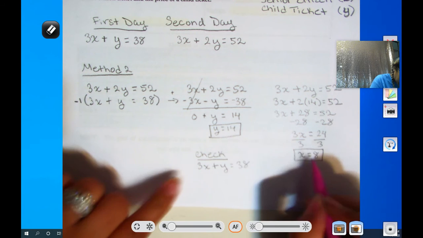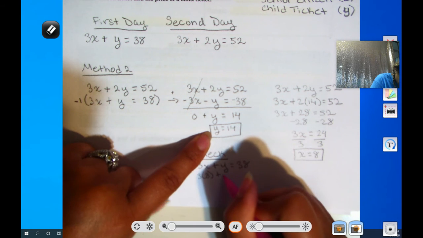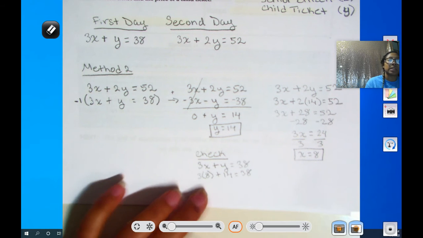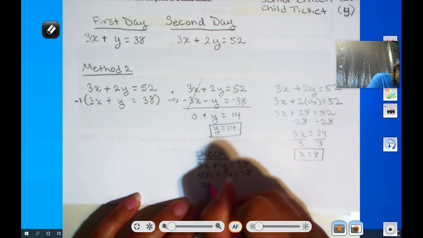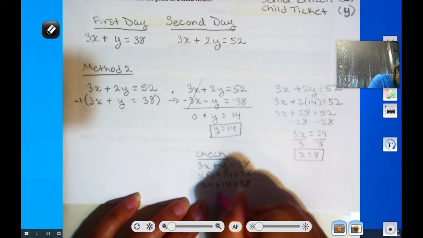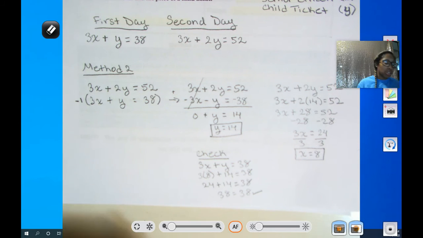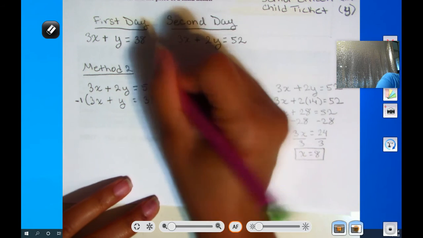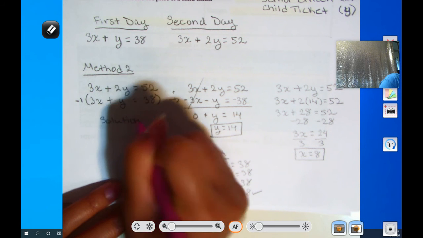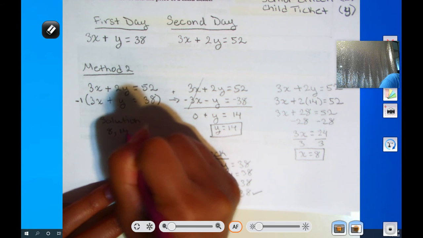So my x value is 8. So 3 times 8 plus the y, which would be 14. And we want to make sure that the left side matches the right side. So 3 times 8 is 24 plus 14. Will that give us 38? Yes, it does. So it satisfies both equations. So that means that my solution for this problem is x is equal to 8, y is equal to 14.